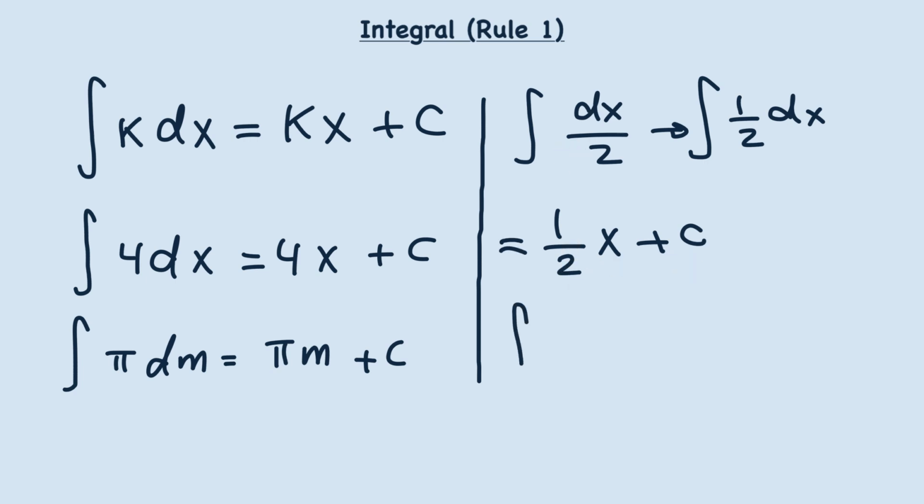Let us take one more example. Integral of e dn. So we have to, because e of course is a constant or is a number, so I have to multiply it by n this time. Okay, because we have dn plus c.